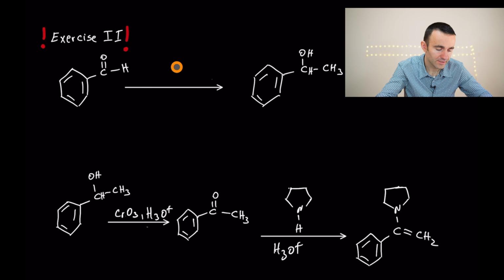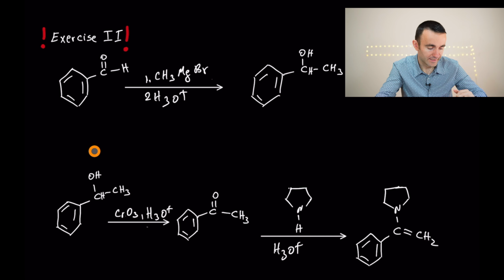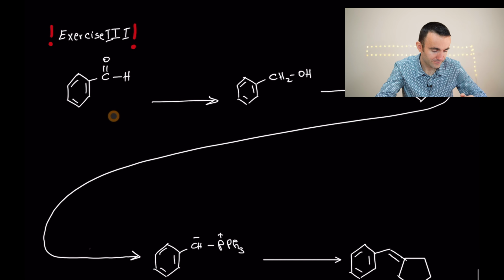And after that, from this alcohol here, we go to the aldehyde. Be careful because you have the addition of 1 carbon. So the reaction here should be a Grignard reagent. So what is the Grignard reagent? CH3MgBr, and hydrolysis. Right? Let's move to the last exercise.